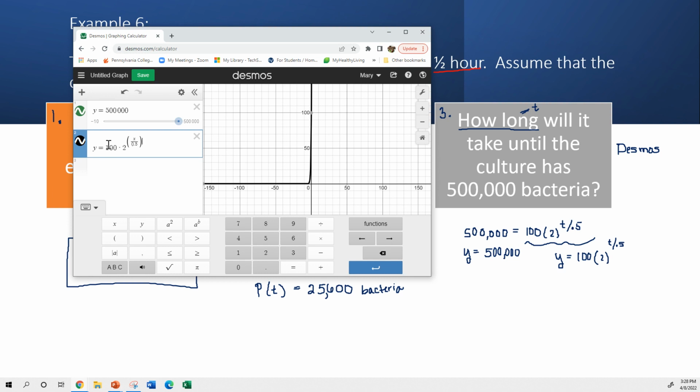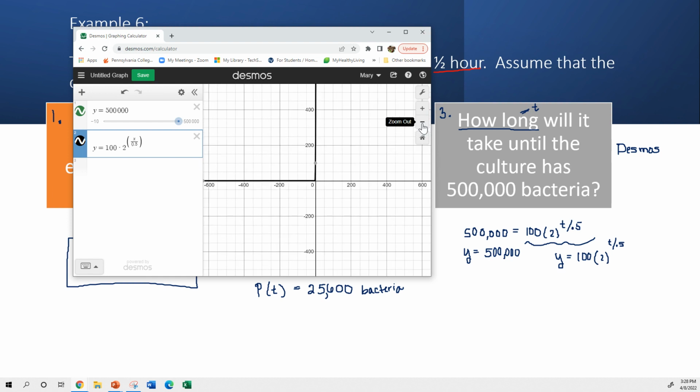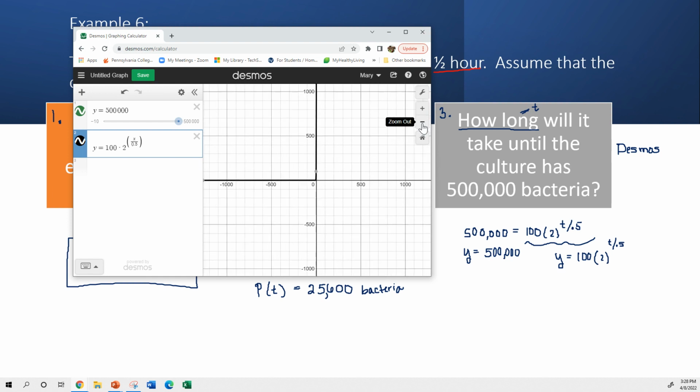So I have a graph here, and I'm not seeing a good window on it. Like I can see a curve going almost straight up, and I don't see my 500,000 line. So this one, it can be a bit of a challenge to find exactly the right graph. But I'm going to start by zooming out. So I'm still seeing that black line that looks like a right angle now going up.